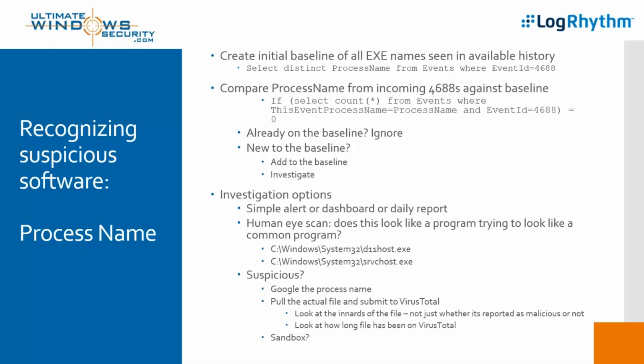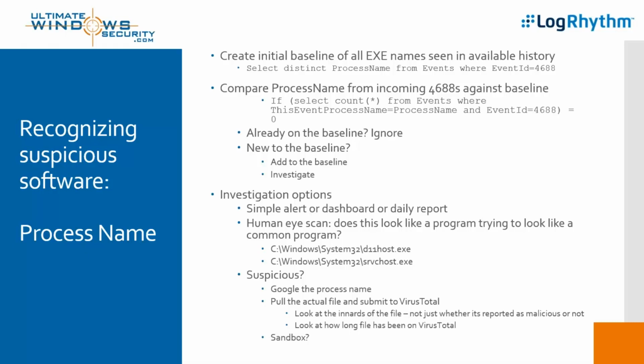Exactly. So LogRhythm has a kind of a way to do this. Within an AI Engine rule, we call it a whitelisting rule block. And what we would do is specify origin, event ID 4688, and then group by the process name, and we'd want to have that unique process name.